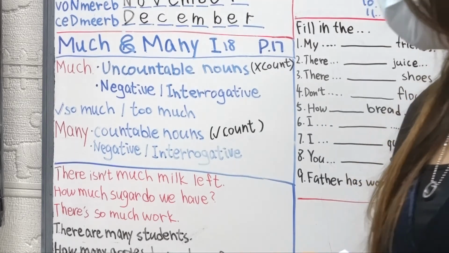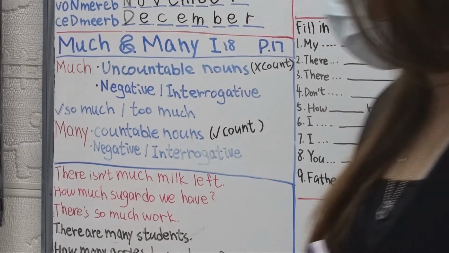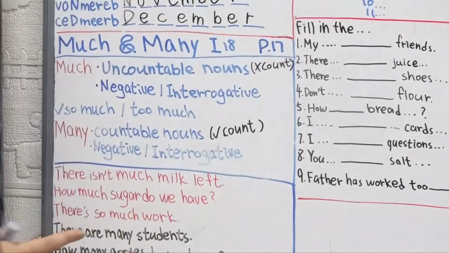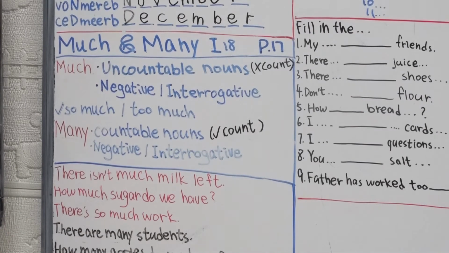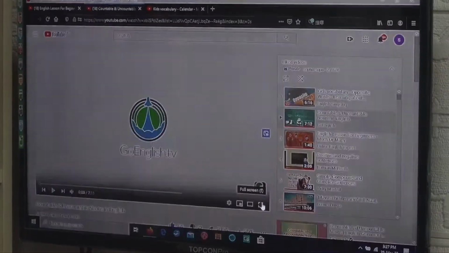But there are some rules in countable and uncountable nouns. So let's have a look at another video for the definition of countable and uncountable nouns. What are countable and uncountable nouns? So let's have a look.